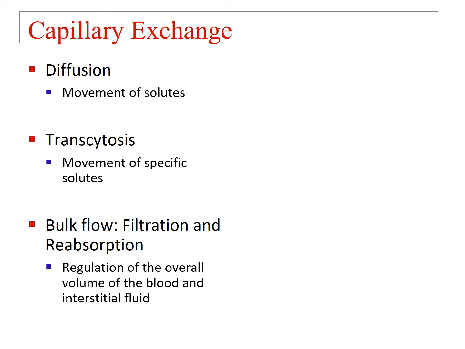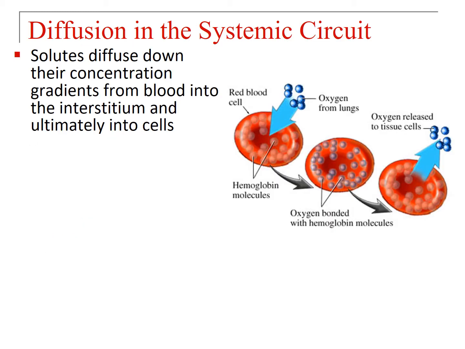Now, bulk flow is involved in the regulation of the overall volume of the blood and the overall volume of interstitial fluid. Solutes will diffuse down their concentration gradients from blood into the interstitial fluid that surrounds them and from there into cells. So here are some of the solutes that actually diffuse.